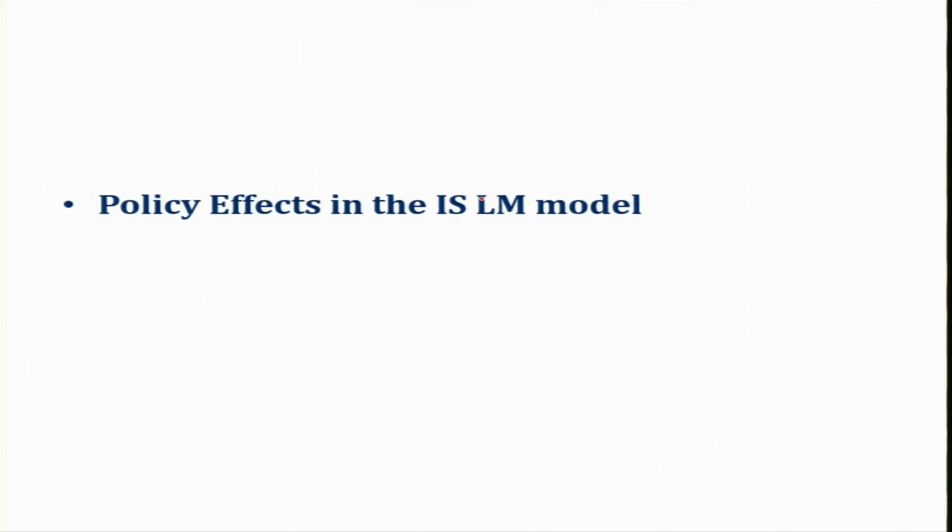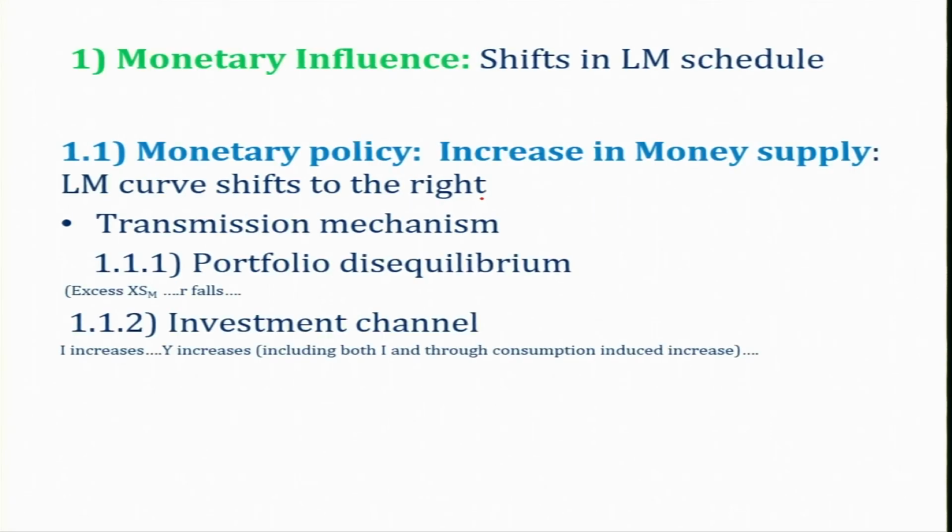The policy effects, for example, of increasing the monetary policy. What are the effects of monetary policy on income using the IS-LM model, and similarly, what are the effects of fiscal policy on income using the IS-LM model? First, let us start with the monetary policy. Let us assume there is an increase in money supply, that means the central bank is following an expansionary monetary policy.